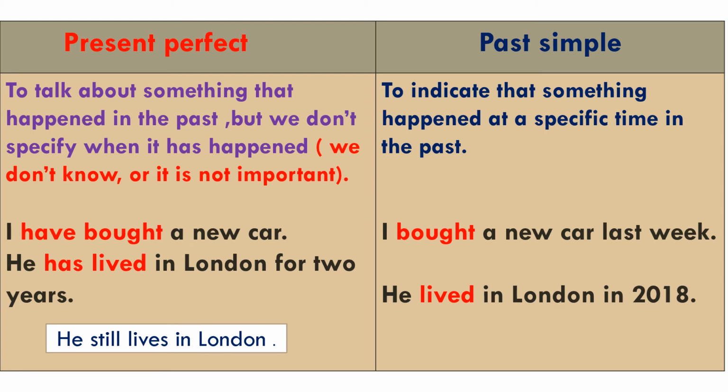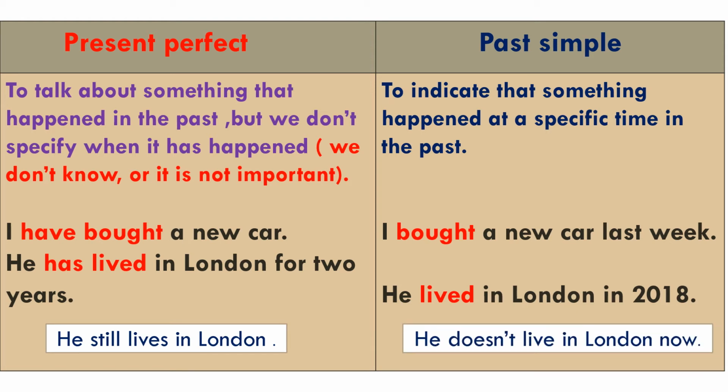But with past simple, we indicate that something happened at a specific time in the past. I bought a new car last week. اشتريت سيارة الأسبوع الماضي. زمان اشتريت الأسبوع الماضي، انتهى الأسبوع. He lived in London in 2018. عاش في لندن في عام 2018. He doesn't live in London now. لكنه لا يعيش في لندن الآن. عاش في 2018.